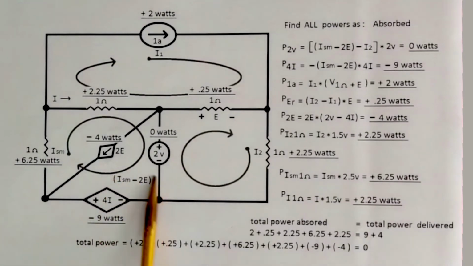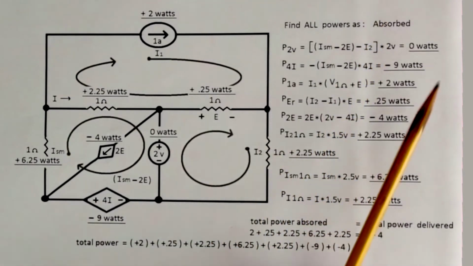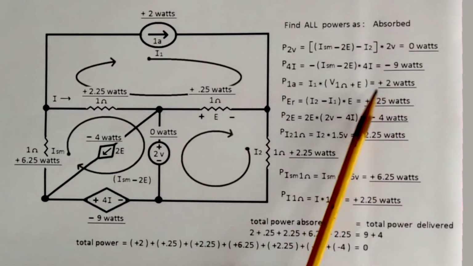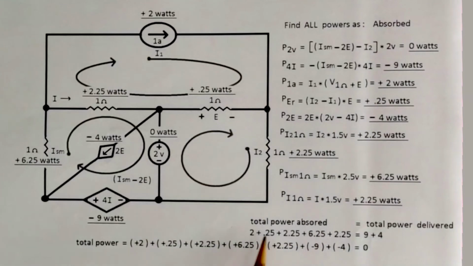This is still equivalent to part of what someone would write as a supplemental equation, which of course later would require substitution. And since we're asking for all the powers absorbed using the passive sign convention, we have them labeled appropriately, negative 9 watts, positive watts. We see the total power absorbed. All of our positive powers are equal to the total power delivered. 13 watts is equal to 13 watts.